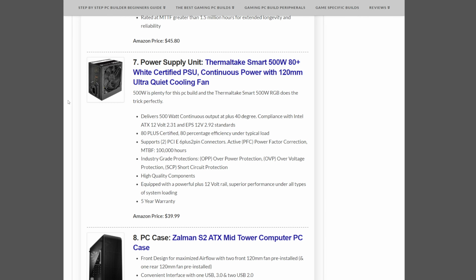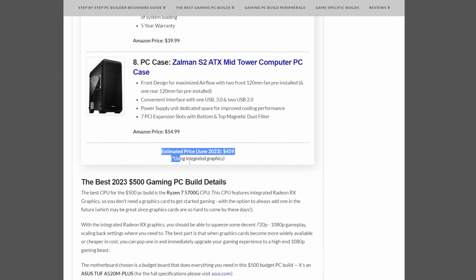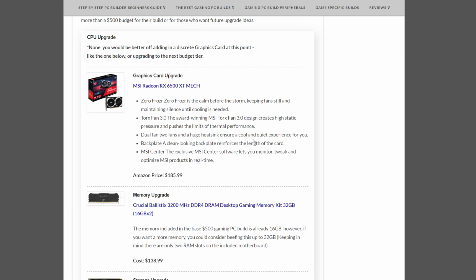Storage is the Crucial P3 1TB NVMe SSD for $45.80. The power supply to power this is the Thermaltake Smart 500-watt power supply for $39.99, and the case to put it all together is the Zalman S2 mid-tower PC case for $54.99. This comes in, like I said, under $500, $459 at the moment at the start of June 2023.